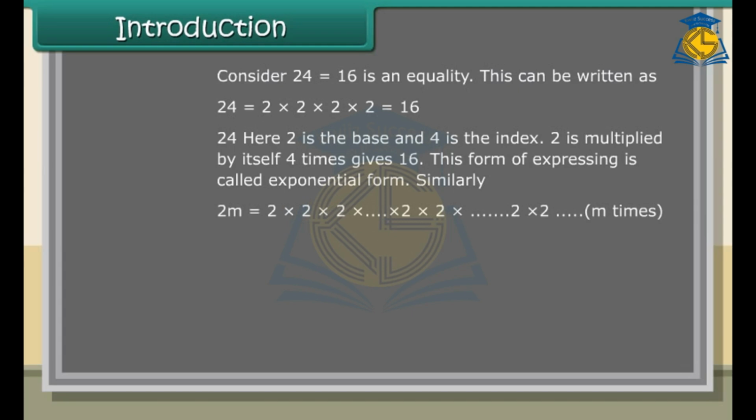Similarly, 2^m = 2 × 2 × 2 and so on, 2 × 2 so on m times. Here 2 is the base and m is called the exponent, power or index.